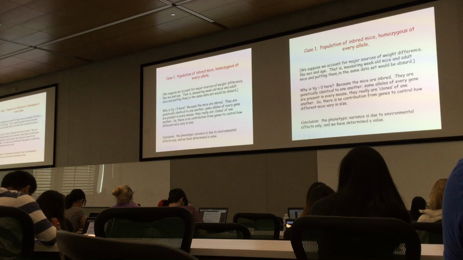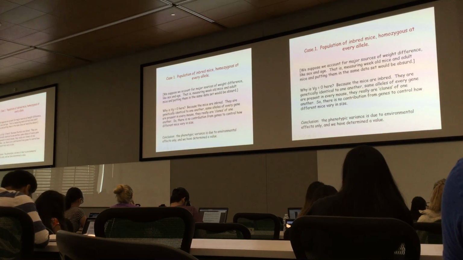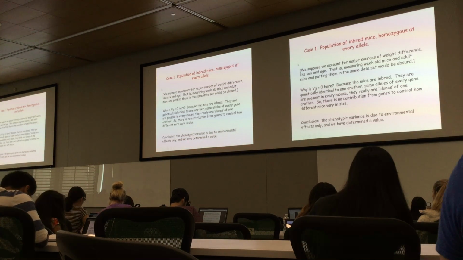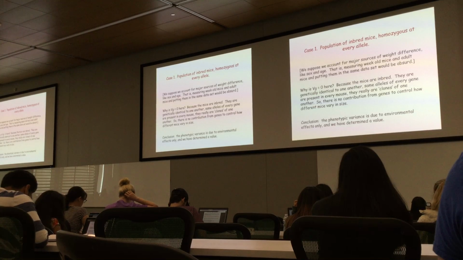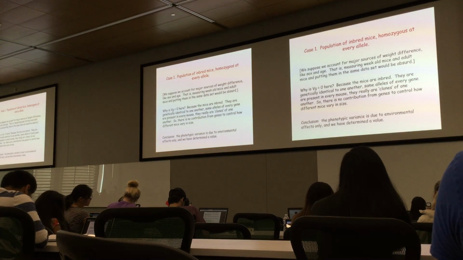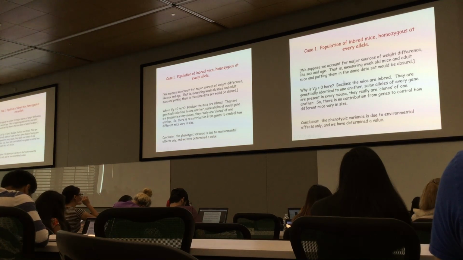Okay, so a few notes about this. Case 1, population of inbred mice, homozygous at every allele. And we also suppose we account for big differences like male and female and young and old and stuff like that. Let's suppose we're not stupid and we're not measuring very, very young mice and very, very old mice or something like that. We're taking kind of uniform populations. Okay, so why is VG 0 here? I just mentioned it. The mice are inbred.